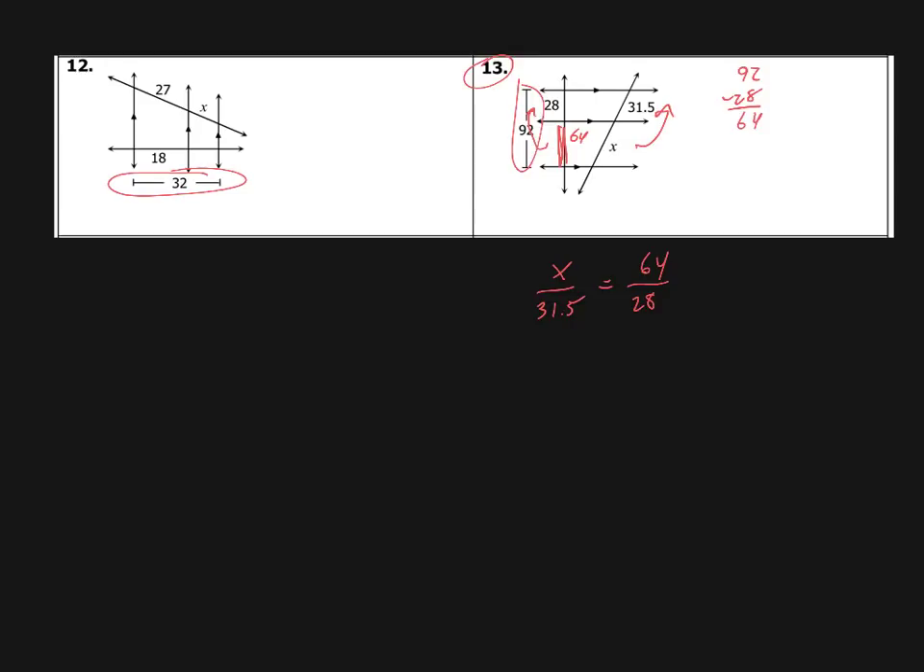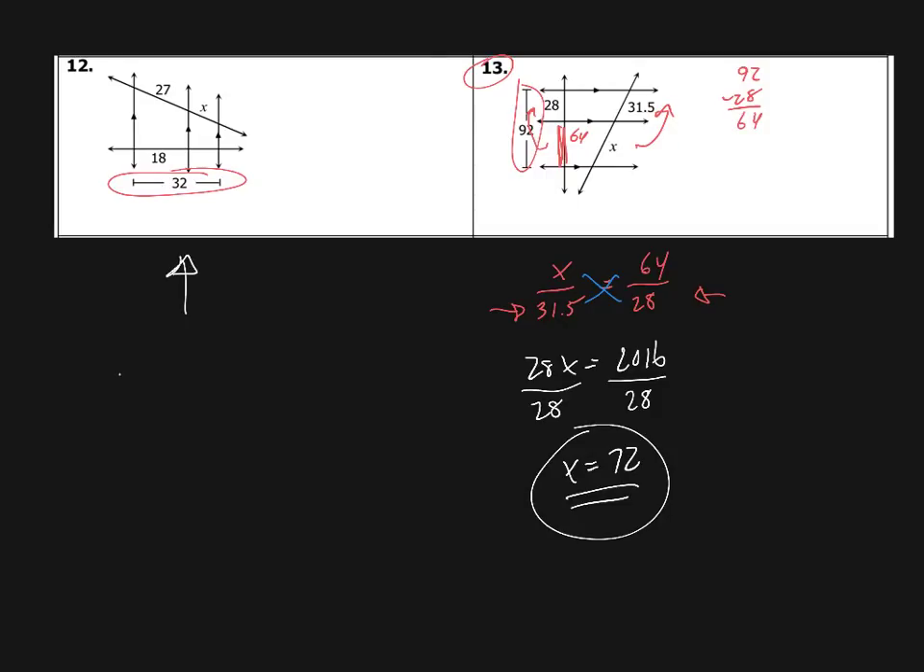Okay. Now, seeing that 28 is the smaller number in that ratio, then I'm going to surmise that 31.5 is the smaller number in this ratio. Okay. And after we cross multiply, we end up with 28x is equal to 31.5 times 64, which is going to yield us 2016. Divide by 28, divide by 28, x equals, and we get 72. All right, so this is pretty good. And now this one's all yours.